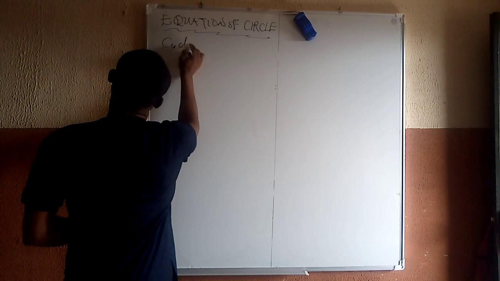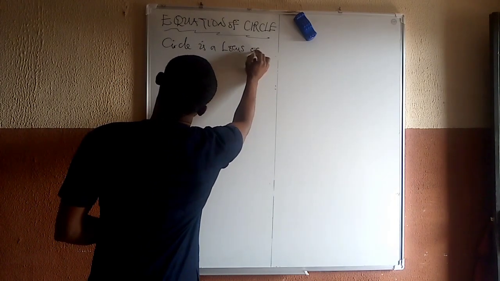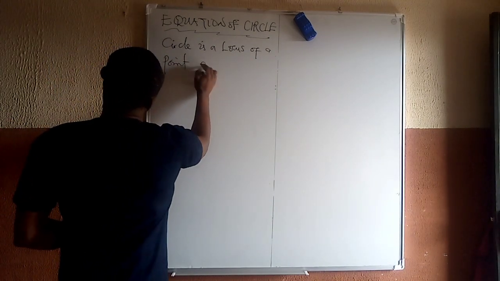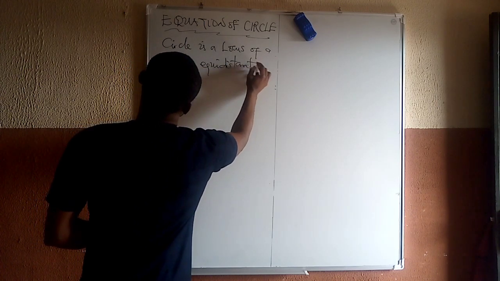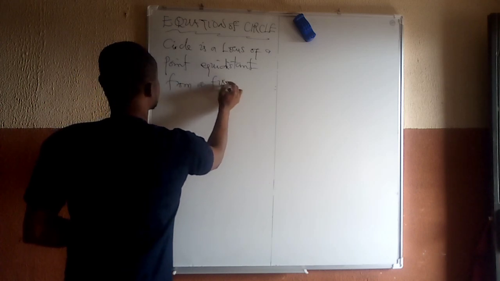Circle is a locus of a point equidistant from a fixed point.